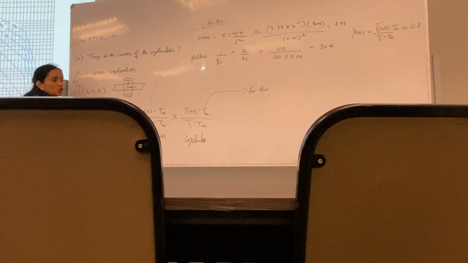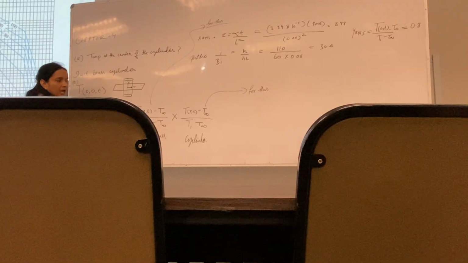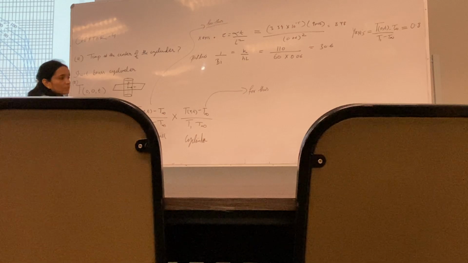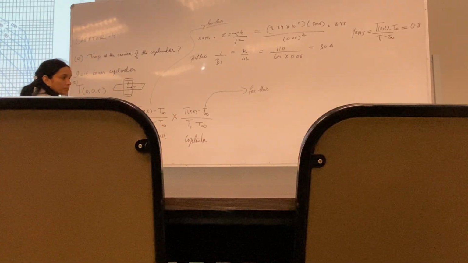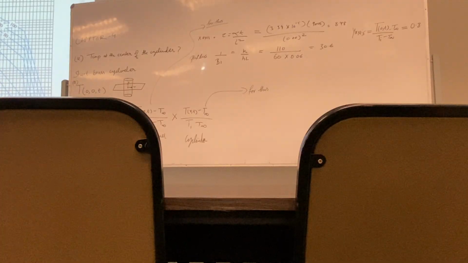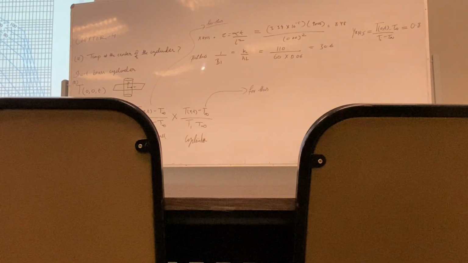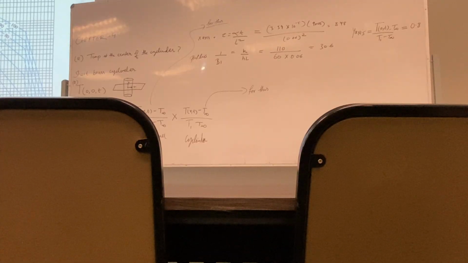I can use the Heisler chart. This is the y-axis. When this is 0, I can use this graph, and when this is 0, I can use this graph for the cylinder, right? But in order to find the y-axis, I should have the x-axis and the blue lines.